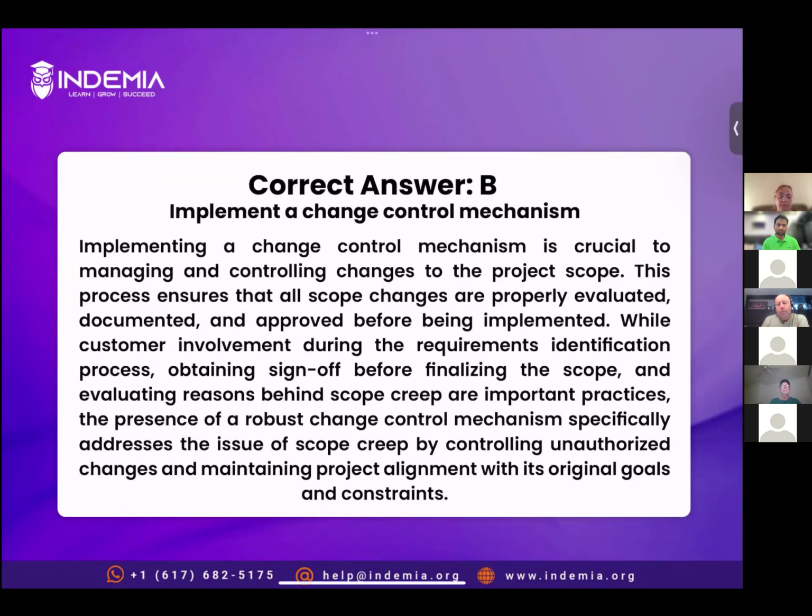So yes, this process ensures that all scope changes are properly evaluated, documented, and approved. Once they are approved, there won't be any scope creep. There would be scope expansion, a change in scope, but that change would not be categorized as scope creep. Changing scope versus scope creep, those two are entirely different concepts, okay? Next question.